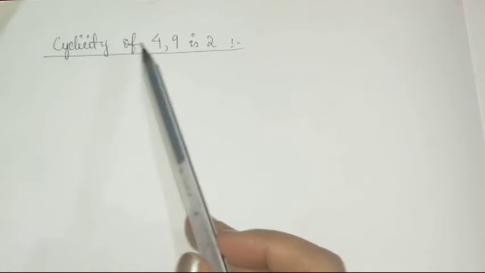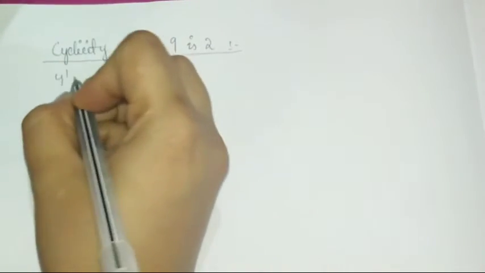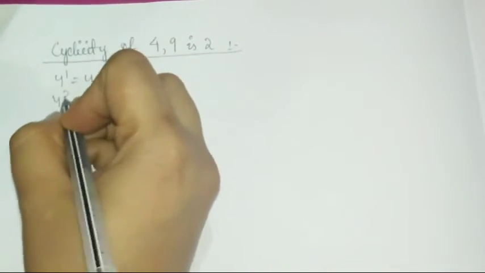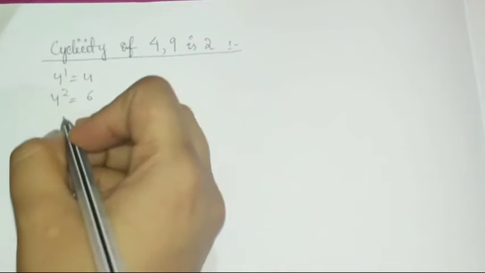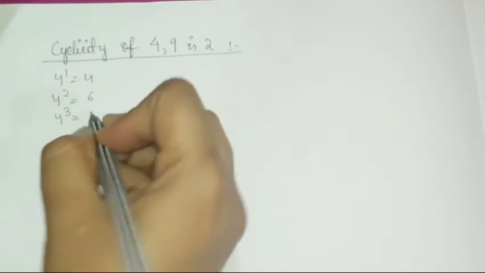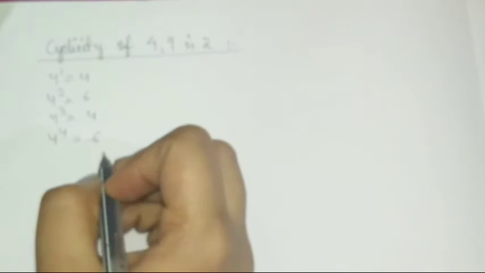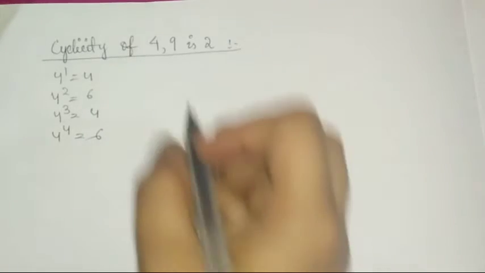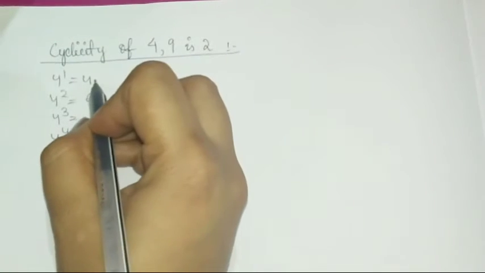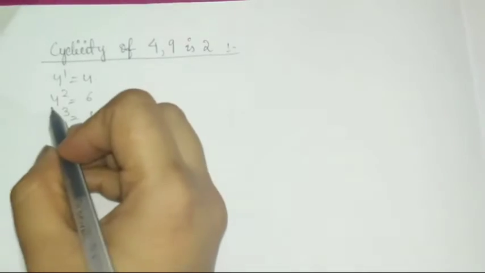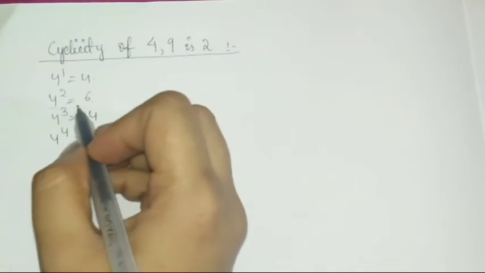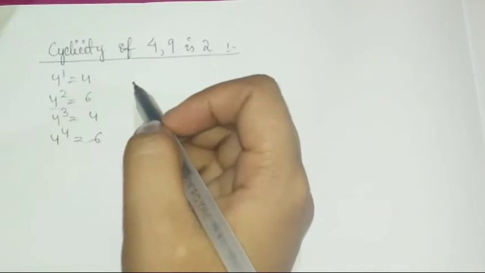The cyclicity of 4 and 9 is 2, because 4 raised to the power 1 is 4, 4 square is 16, where its unit digit is 6, 4 cube is 64, where its unit digit is 4, and 4 to the power 4, here again its unit digit is going to be 6. So what we can see is that the unit digit keeps repeating after every second power. So its cyclicity is 2.